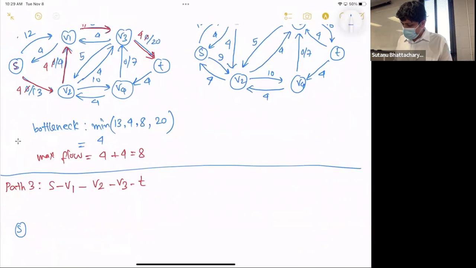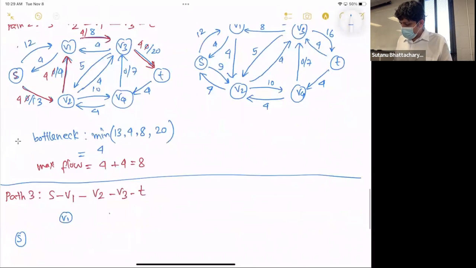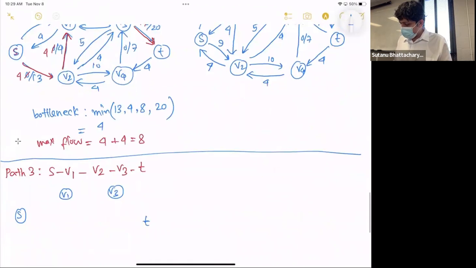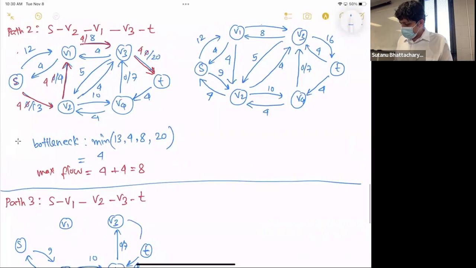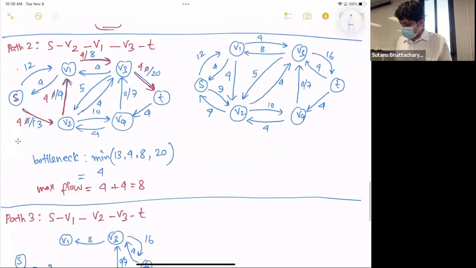S, V1, V3, T, V2, V4, 9, 4, 10, 4, 4, 0, 6, 4, 8, 4, 12, 4.